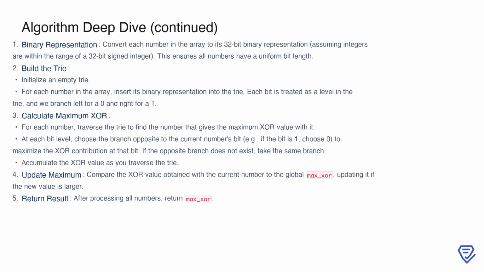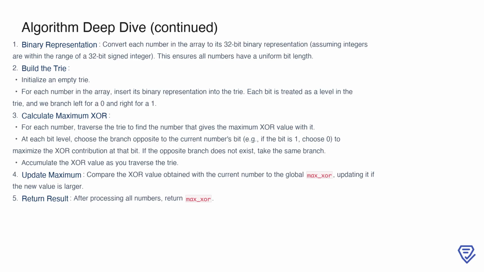To optimize the solution, we first convert each number in the array to its 32-bit binary representation. This ensures that all numbers are represented with a consistent bit length, which is important for building the trie. A trie is a tree-like data structure where each node represents a bit, allowing us to efficiently store and query binary numbers. To construct the trie, we start with an empty root node. For each number in the array, we insert its binary representation into the trie one bit at a time. A 0 in the binary number branches left, while a 1 branches right.